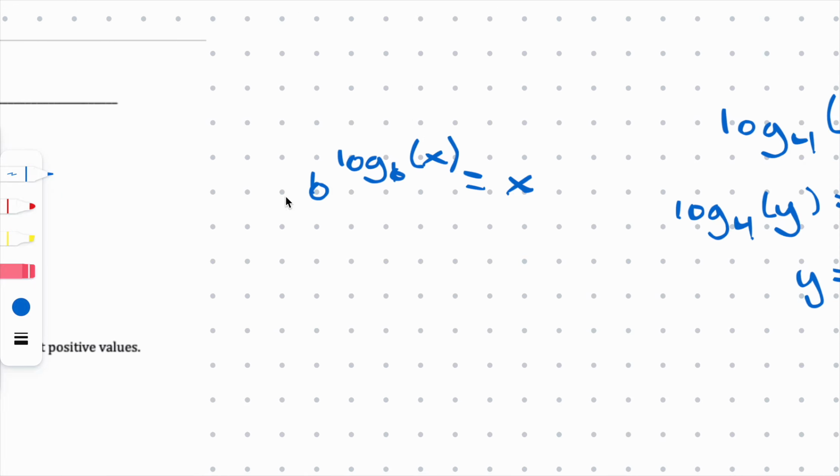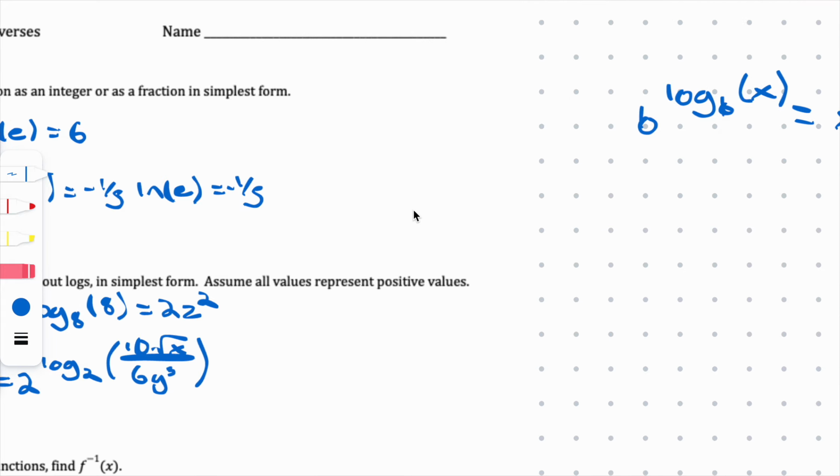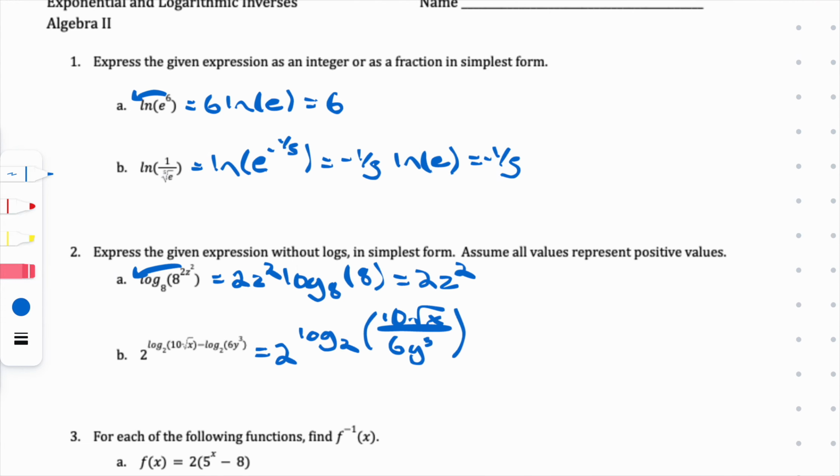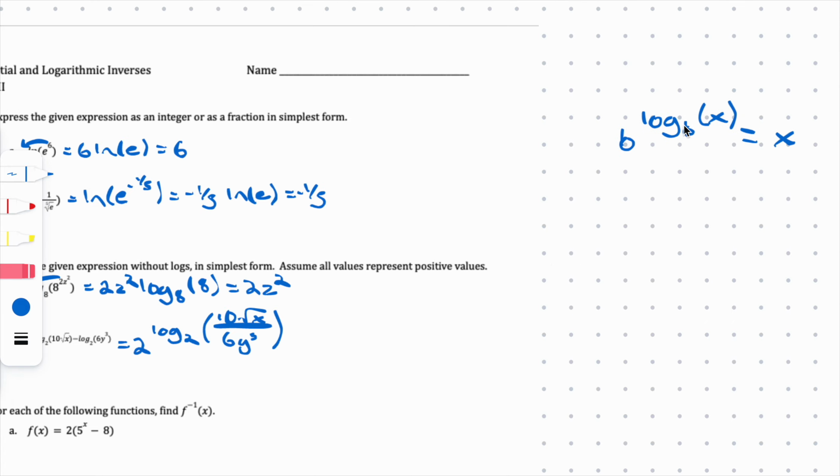I digress. That isn't really important. This is important, though. You don't really need to understand why. It's helpful to understand why, but you should definitely know this. So anyways, back to the original problem down here. We can use this statement to say that 2 raised to the log base 2 of 10 root x over 6y cubed is equal to 10 root x over 6y cubed.